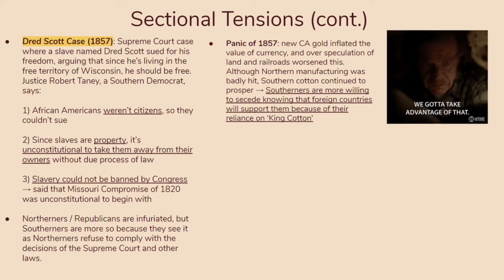So now the Southerners are more willing to secede, knowing that foreign countries will support them because of their reliance on King Cotton. They think that cotton is going to give them this amazing advantage in the war, which, as we'll see in the future, it really won't, because they think that the world revolves around their cotton. And as we'll see, countries don't want to at all support their fight for slavery, so they're not going to buy cotton from them. They're going to find other sources for buying cotton, so they won't really need the South for anything.